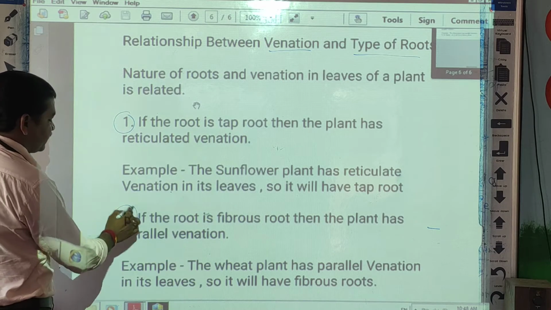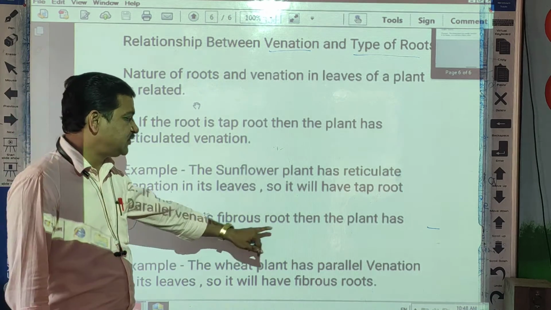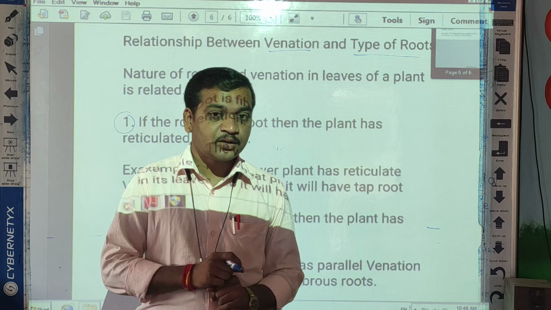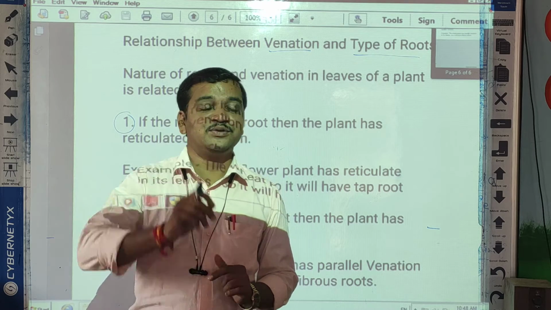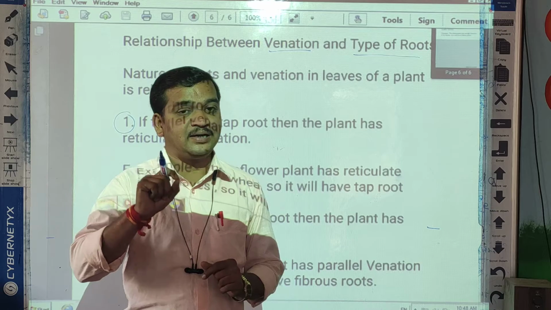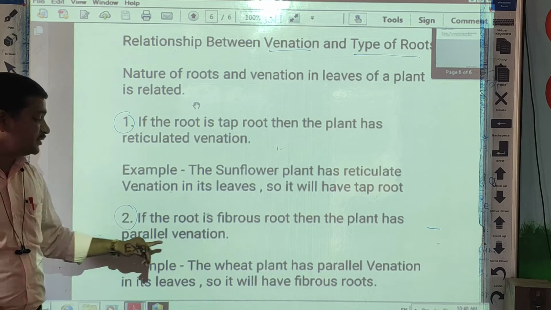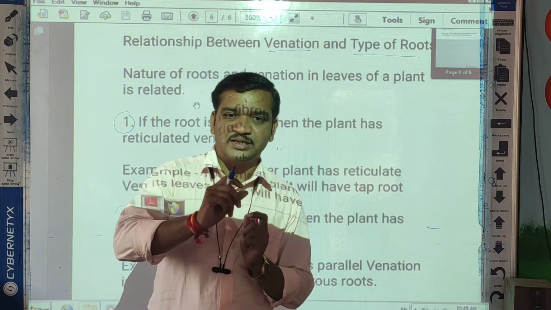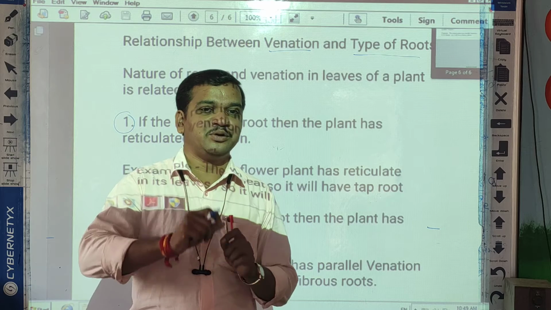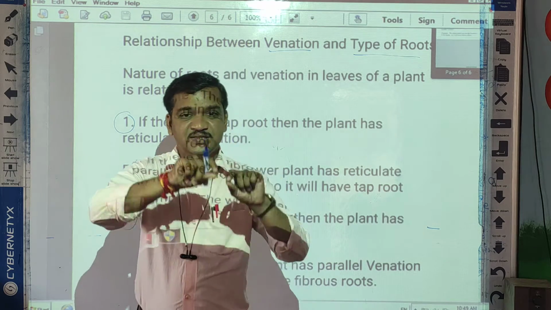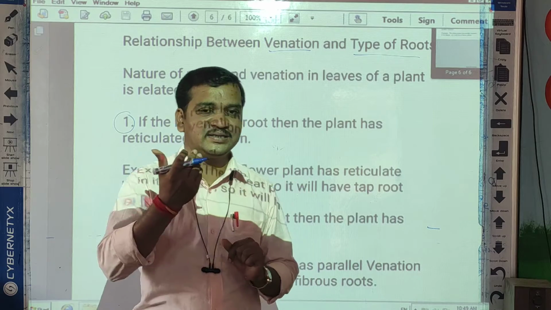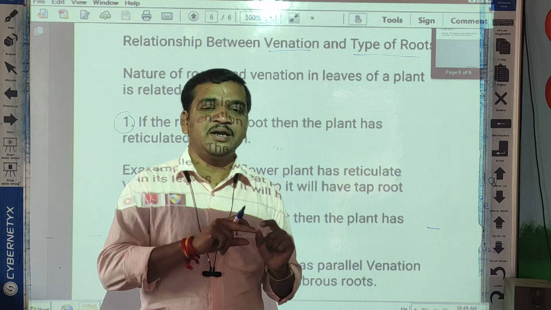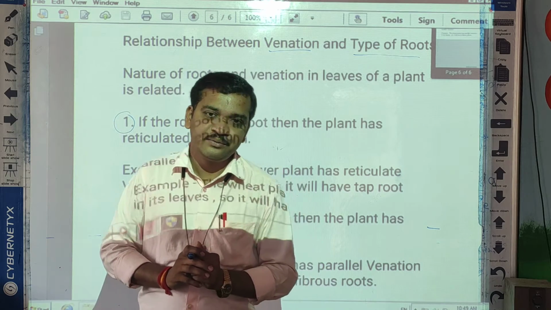Now second, if the root is fibrous root, then the plant has parallel venation. If the plant has fibrous root system, then surely that plant has parallel venation of leaf. So you go to the plant, you can see the leaf venation. For example, you can go to the jowar plant and just see the leaf of the jowar plant, so you will understand the venation. Which type of venation can we see there, parallel or reticulate? Surely we can see the parallel leaf venation.